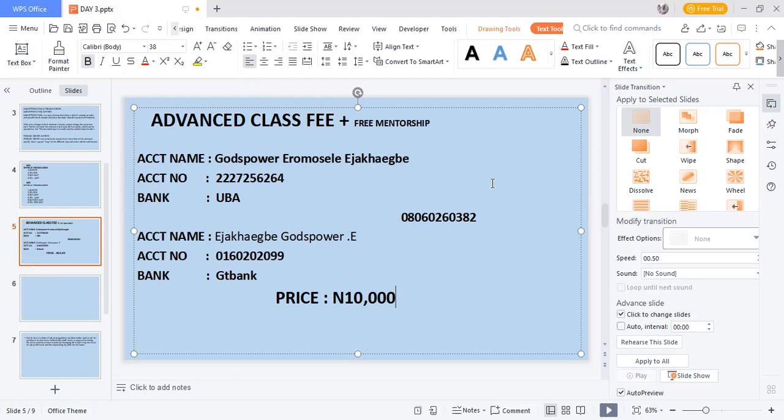Thank you very much. God bless you. I repeat, this advanced class starts 18th of April and ends 2nd of May. And the advanced class is just 10,000 naira.